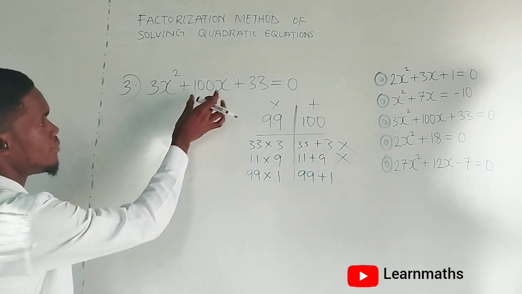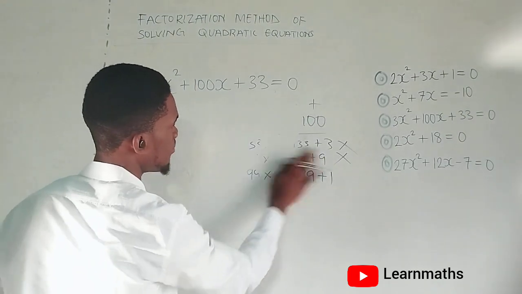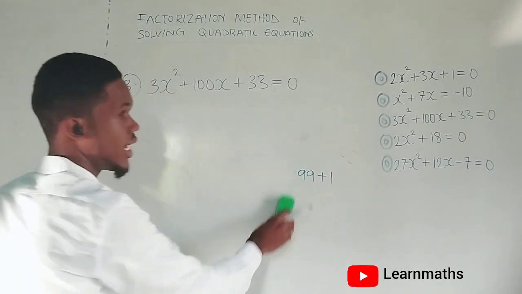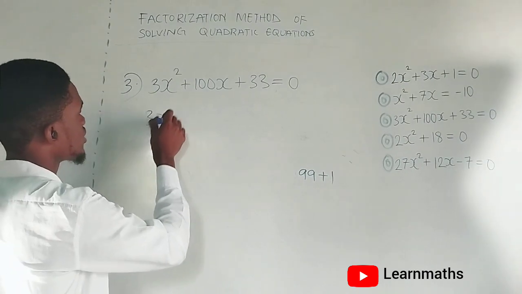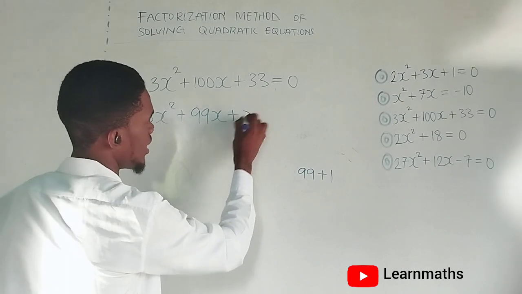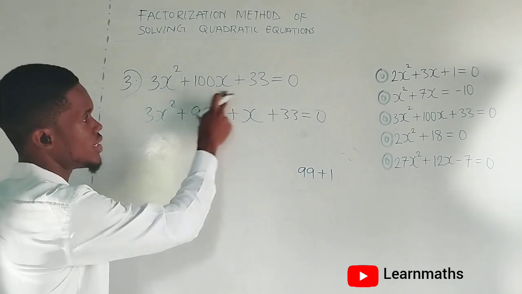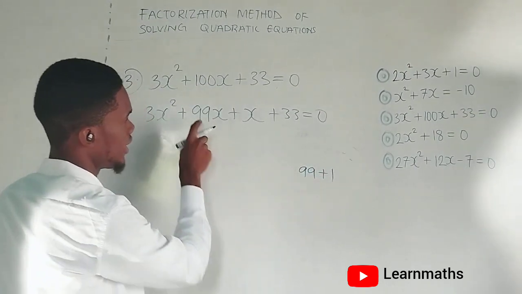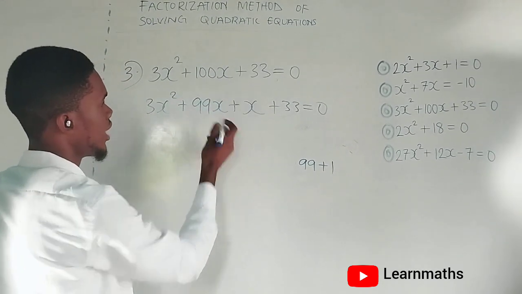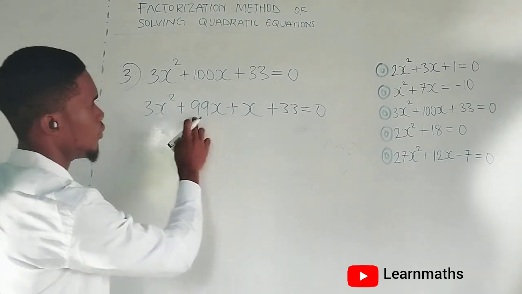So let's replace the middle term with the two numbers we have gotten, 99 and 1. So I'm going to have 3x squared plus 99x plus 1x plus 33 equal to 0. Now see how I replaced this middle term, which is 100x, with 99x and 1x. We don't need to indicate the 1, it's not that usual in mathematics to indicate 1. So I've replaced the middle term with 99 and 1.